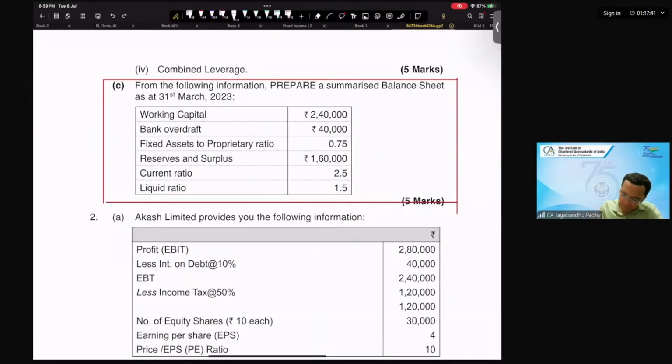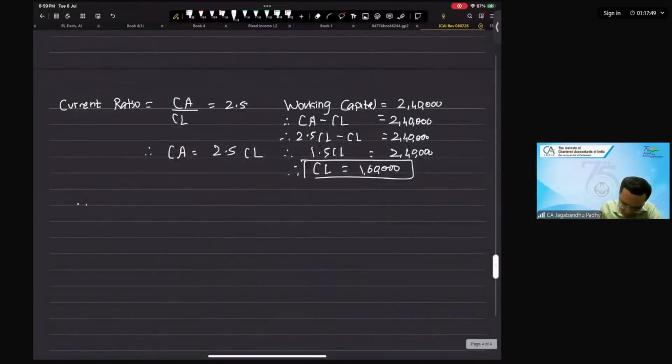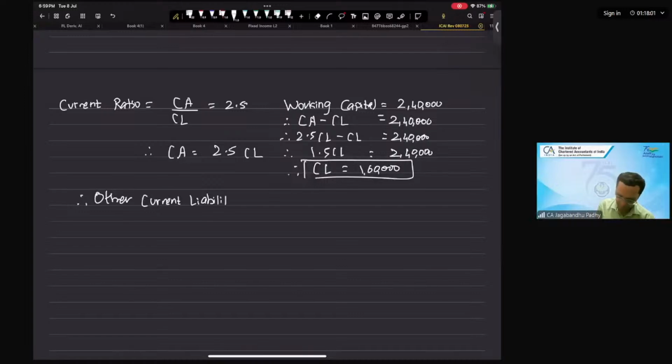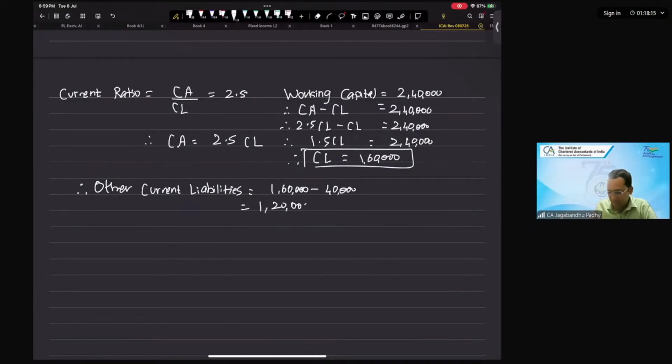Obviously, total current liability is 1,60,000, out of which the question has already given us the bank overdraft value to be 40,000. So we have a bank overdraft value of 40,000. Now, obviously, other current liabilities is going to be the differential part. So other current liabilities will be current liability of 1,60,000 minus bank OD of 40,000. So this 1,20,000 may be essentially representing the creditors, but we are not so sure about it. We can just write a generic term as other current liabilities.